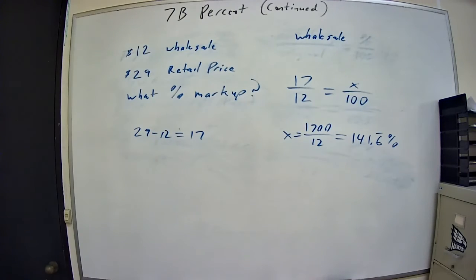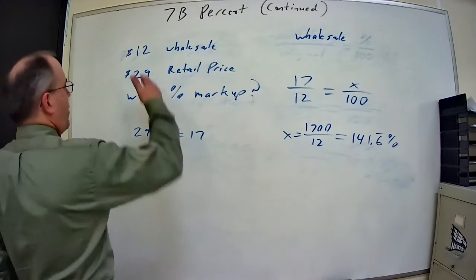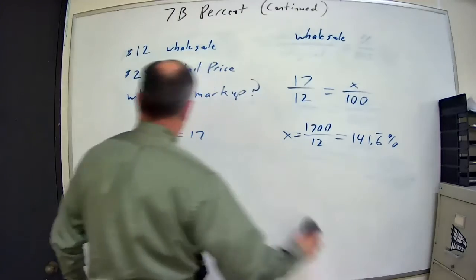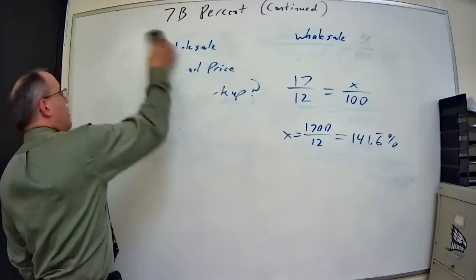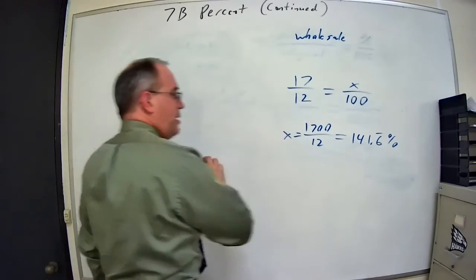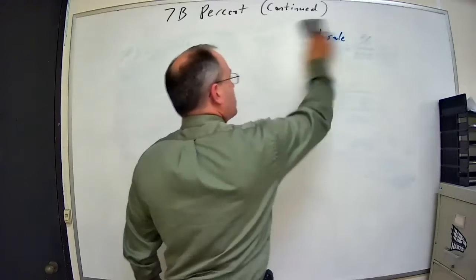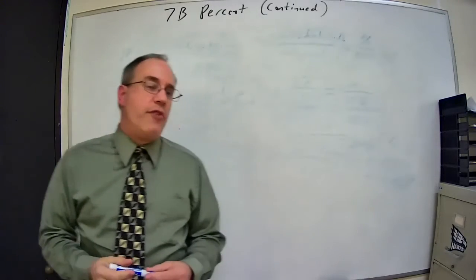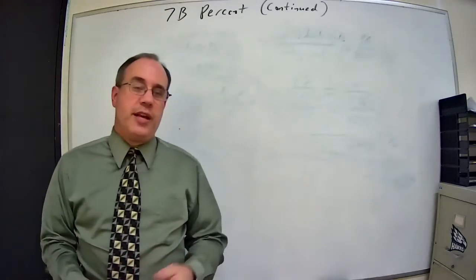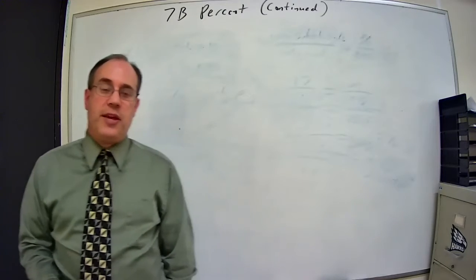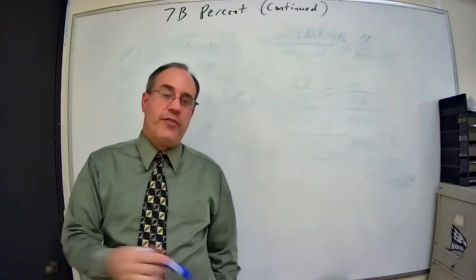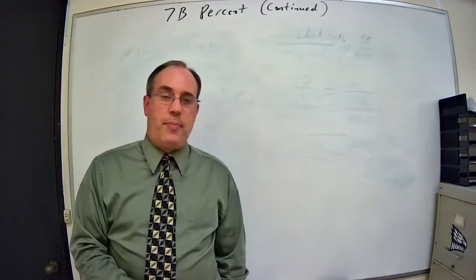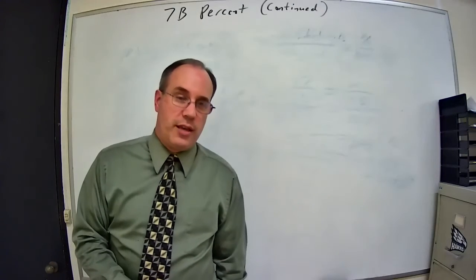Well, maybe I work my store a little differently. In this case, I bought it for 12, I sold it for 29. Well, many retailers have a set markup that they use. A very common markup for retailers is 100%. So basically they double whatever they pay for. If they pay $2 for it, they sell it to you for $4. If they pay $10, they sell it to you for $20.